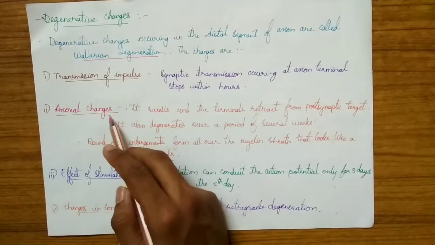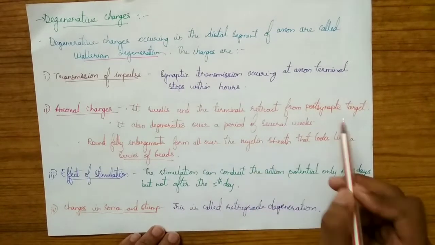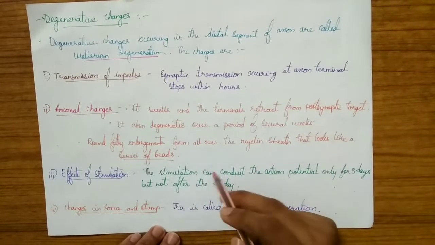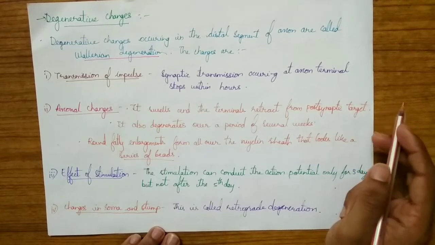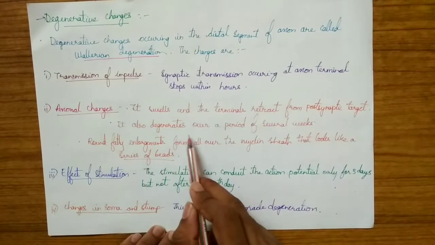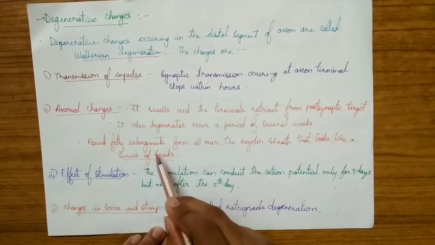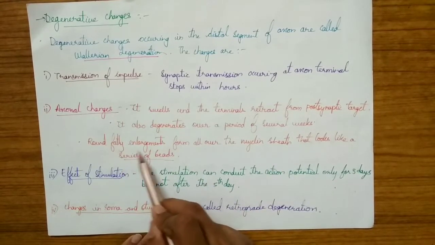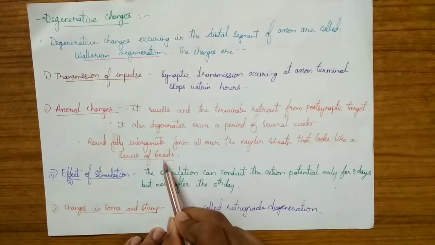The axonal changes. What happens to the axon? It swells and the terminals retract from the postsynaptic target. Postsynaptic target can be a muscle, a bone, or anything else. It also degenerates over a period of several weeks. And there is formation of round fatty enlargements of the myelin sheath that looks like a series of beads.